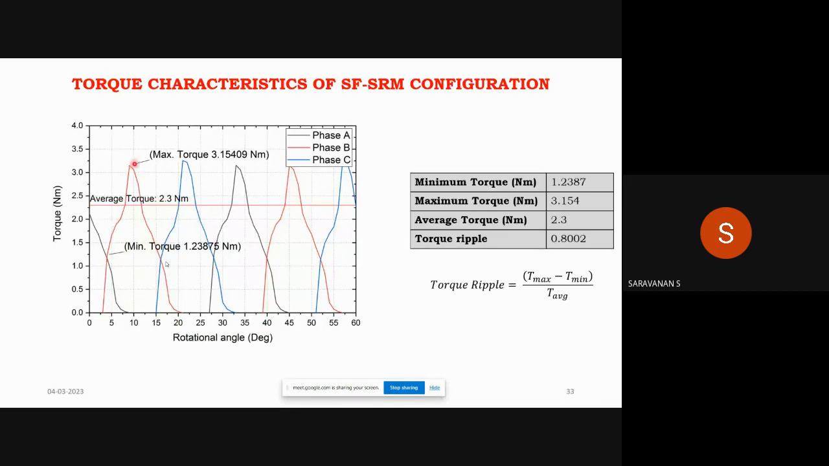This one is phase A, this one is phase B, and this one is phase C. So this is the meeting point of phase C and phase A. This is the minimum torque of this machine, and this one is the maximum torque of this machine. And this is the average. The average can be taken by taking the average of these points. So this is the average torque.